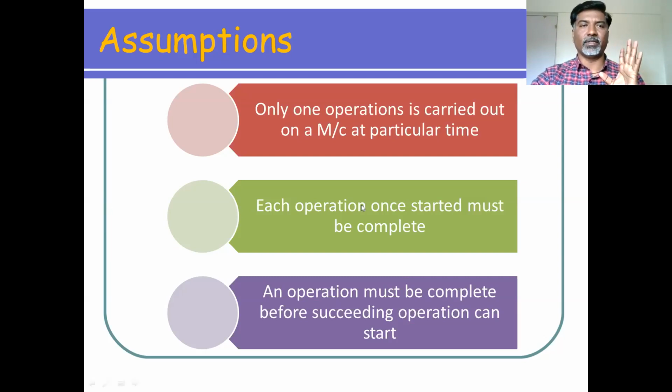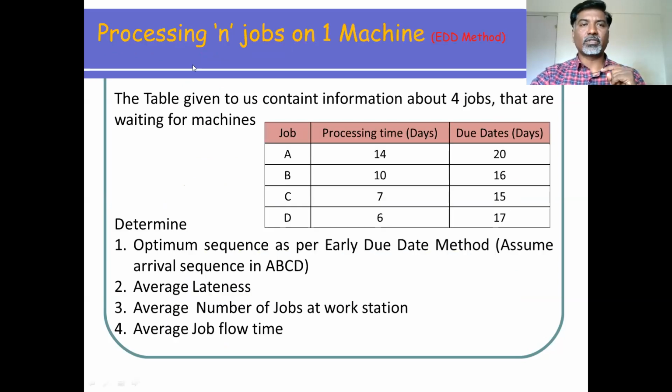Now we'll see one simple example of job sequencing for the earliest due date case: processing jobs on one machine using the EDD method. EDD is nothing but the earliest due date method. The table given contains information about 4 jobs that are waiting for a machine. The jobs are A, B, C, D. Their respective processing times to complete the job are 14 days, 10 days, 7 days, and 6 days.